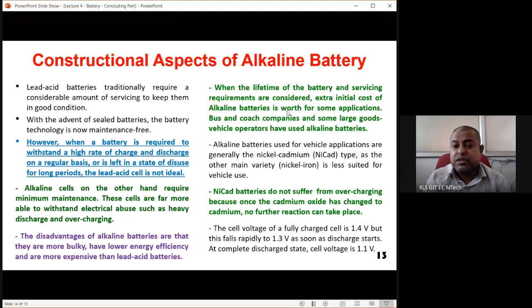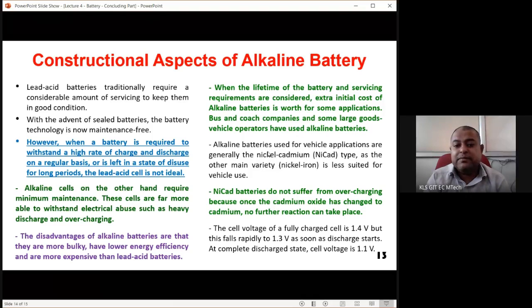This is again positive. So generally, positives I have given in green, negatives I have given in blue. Okay, so when the lifetime of the battery and servicing requirements are considered, the extra initial cost of alkaline batteries is worth it for some applications. Bus and coach companies and some large goods vehicle operators have used alkaline batteries. So what is the change in the alkaline battery?